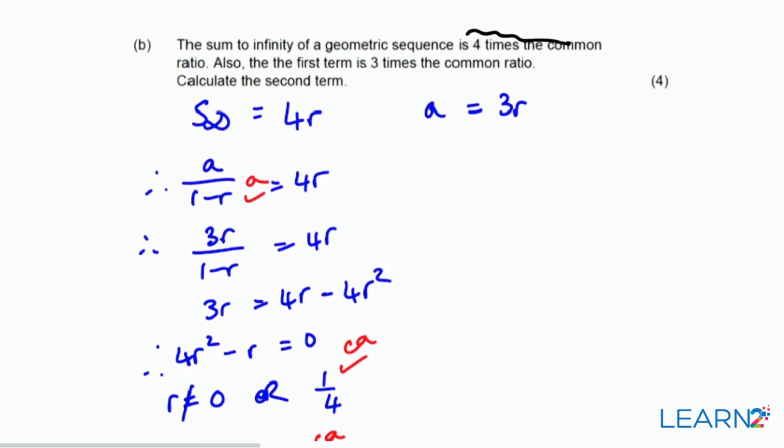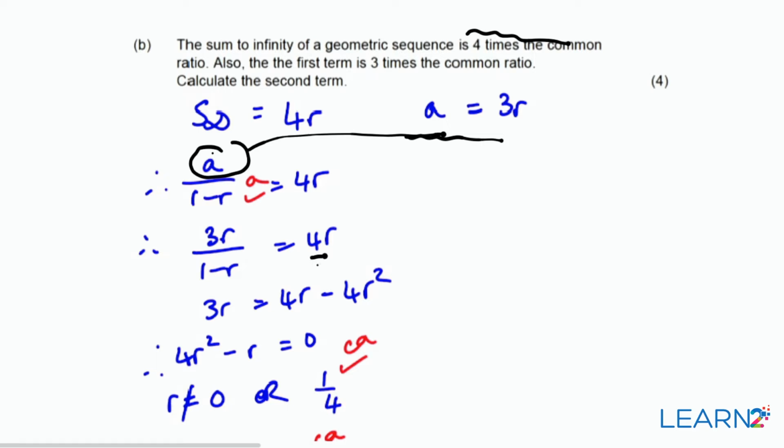Then it says the first term, a, is 3 times the common ratio. So you're told that a equals 3r. Now all you can do from this step onwards is work with what you've got. So you've got a formula for sum to infinity. We know sum to infinity is a divided by 1 minus r. But the a over 1 minus r equals 4r. So what do we do now? We also know that a is 3r. So we can substitute in here the a, which is 3r. We can say 3r divided by 1 minus r equals the 4r.